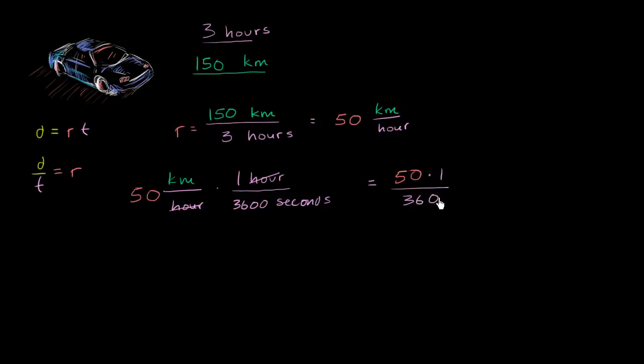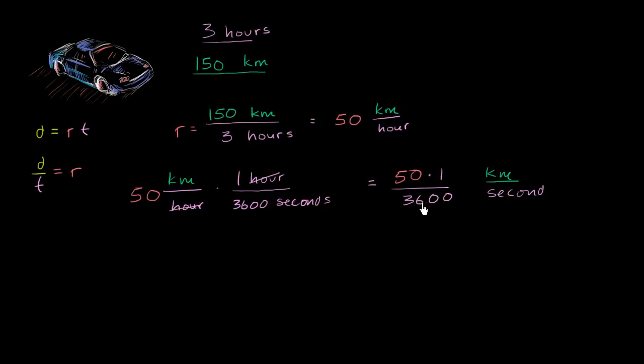over 3,600. And then our units left are kilometers per second, or I could say seconds. So we can play around with the plural and singular parts of it, but I'll just write it as kilometers per second. And so this is 50 over 3600.